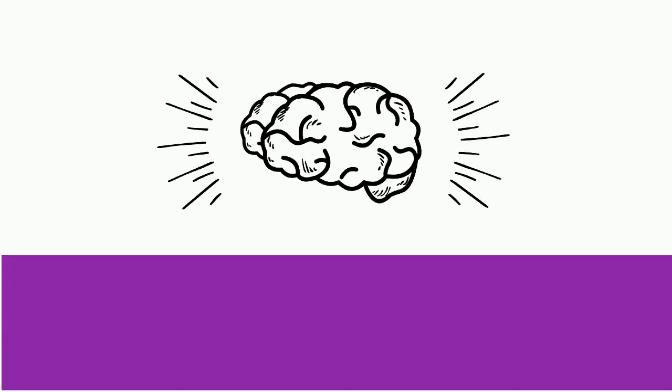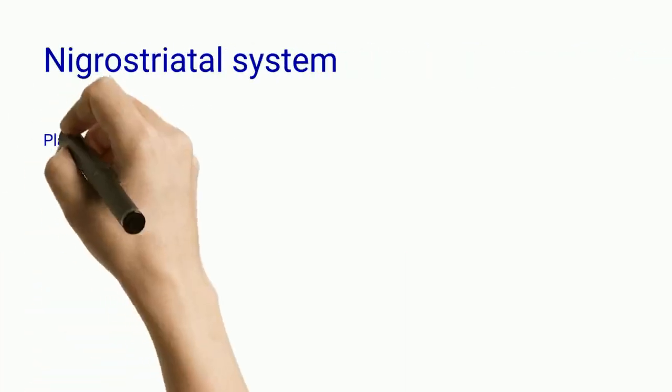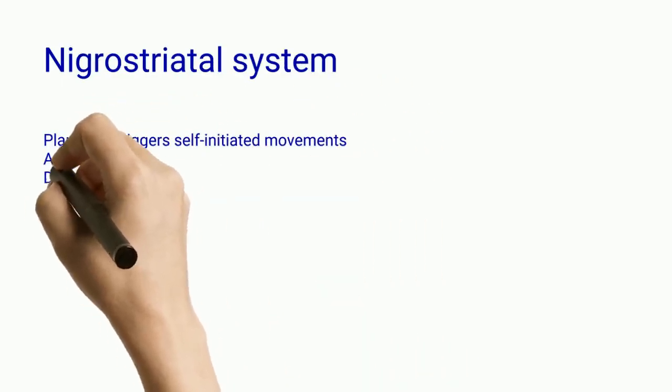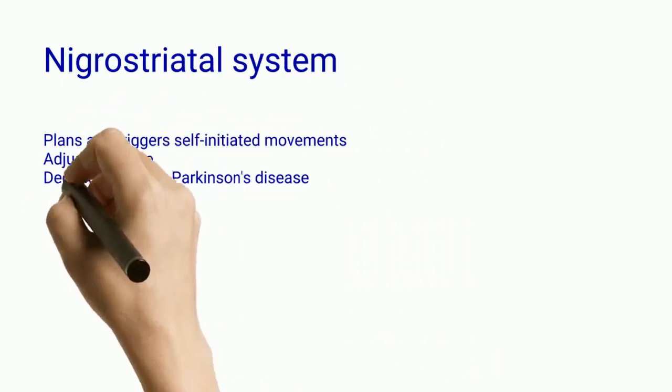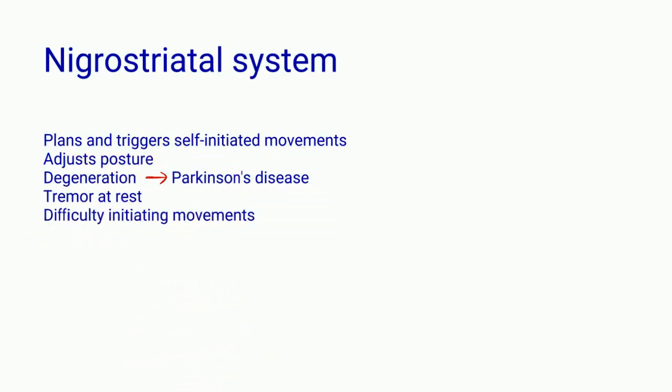This video will cover the dopamine direct and indirect pathways. The system that I'll be discussing here is the nigrostriatal dopamine system, which is involved in planning self-initiated movements and adjusting posture, and it is this system that, when it degenerates, leads to Parkinson's disease.